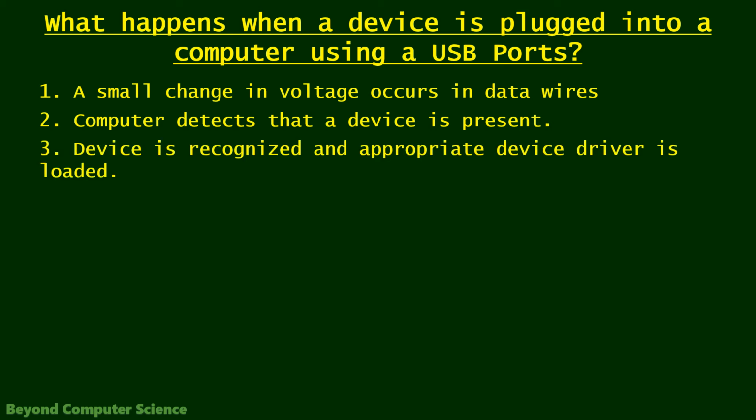Number three: the device is recognized and the appropriate device driver is loaded. The computer tries to understand what kind of device this is, and from its storage, the computer tries to find the software which can run this device, which is called a device driver, a software that enables us to run the device properly in the computer. You cannot use a device without a device driver. If you don't have a driver for a device, you cannot use that device.